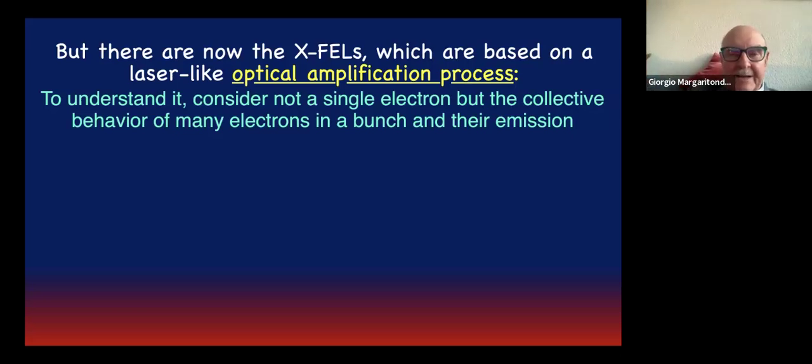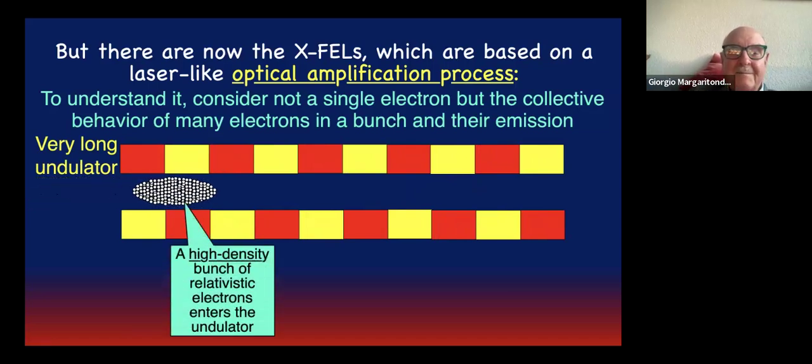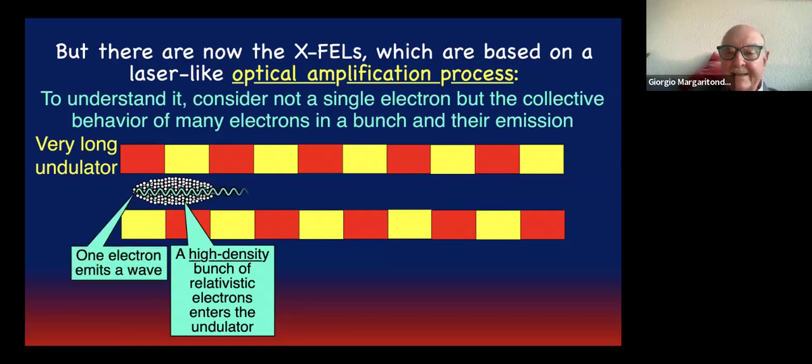And let's do that by going straight to a free electron laser. We need a very long undulator for a reason that will be clear in a few moments. And then we send in the undulator not a single electron, but a bunch. And suppose that it is a high density bunch, for a reason that, again, I will explain in a moment. Now, as the bunch enters the undulator, there will be emission of photons. So there is a wave that is emitted.